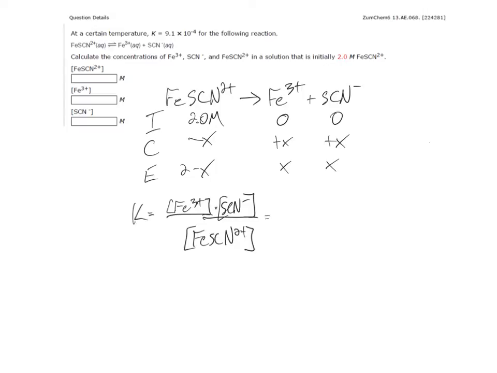Okay, so now we've got equilibrium expressions for each species listed in terms of X. Let's go ahead and plug that into our expression for K. So x squared over the quantity 2 minus x would all be equal to the value of K that they gave us up at the top, which is 9.1 times 10 to the minus 4th.